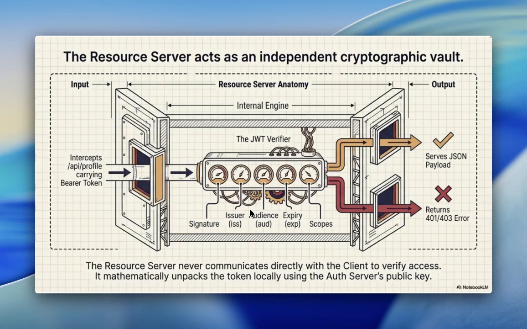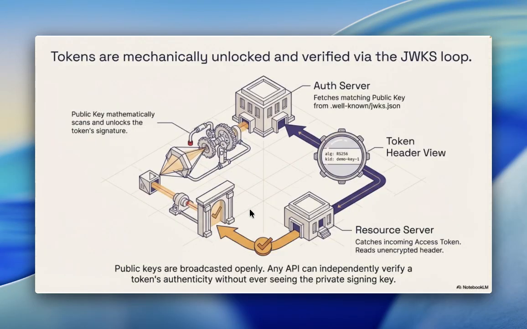Input: resource server autonomy. Output: it intercepts API profile requests carrying a bearer token. Internal engine: the JWT verifier checks issuer, audience, expiry, signature, and expected scope. The server's JSON payload returns 401 and 403 errors. The resource server never communicates directly with the client to verify access. It mathematically unpacks the token locally using the auth server's public key. So this is important: the resource server never communicates directly with the client to verify access, and it mathematically unpacks the token locally using the auth server's public key.